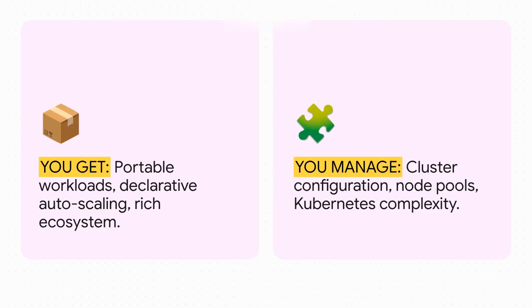With GKE, the trade-off shifts. You get some incredible power, like workloads that are super portable, and this concept of declarative auto-scaling. You just tell Kubernetes, hey, I want 3 copies of my API running, and Kubernetes makes it happen. The price for that power? Well, you're now managing the complexity of Kubernetes itself. Things like cluster configuration, node pools, and its huge, rich ecosystem.